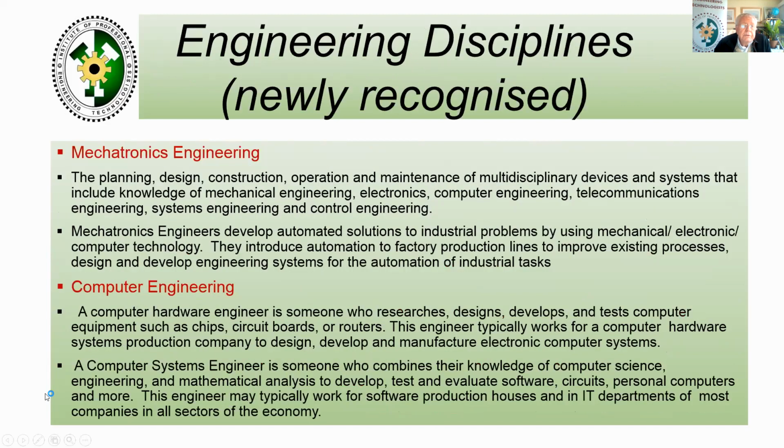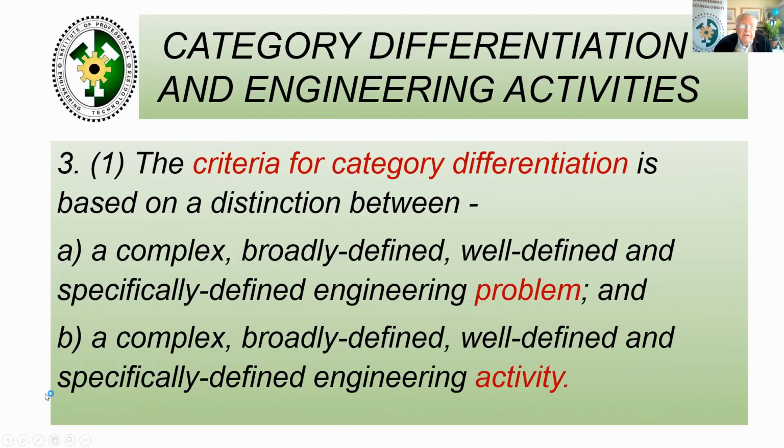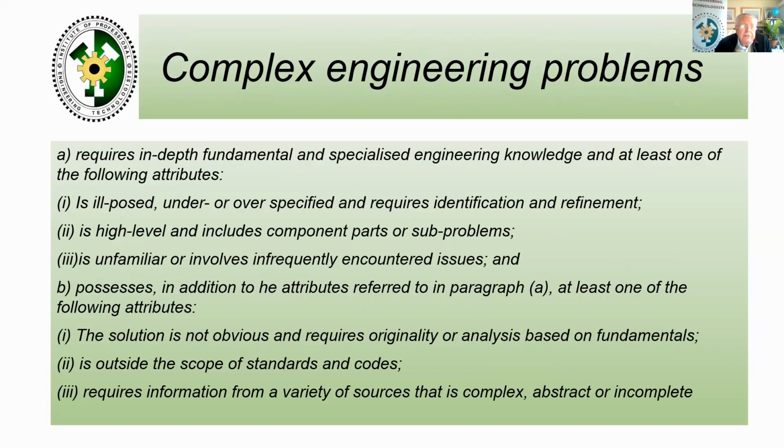Now, where did we go to now? Okay. Category differentiation and engineering activities. Now, the criteria for category differentiation is based on a distinction between a complex, broadly defined, well-defined, and specifically defined engineering problem and activity. That is the basis on which the various categories are defined. Now, what are complex engineering problems? That is problems that require in-depth fundamental and specialized engineering knowledge and at least one of the following attributes. It's ill-posed, high-level, unfamiliar, and involves infrequently encountered issues. I'm not going to read the whole thing, but it is there for you to get back to.